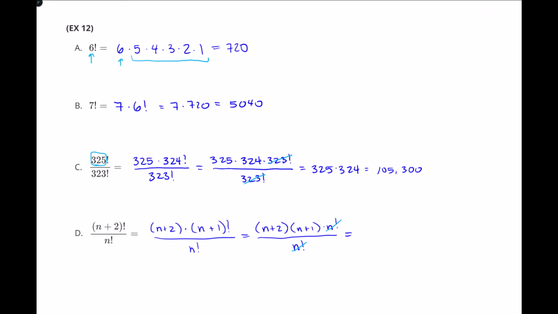So I could expand it into, say, n squared plus 3n plus 2, or if leaving it in factored form is more advantageous to the problem, then I could just leave it in factored form. But the key to a lot of problems that we'll ultimately end up solving is this concept of canceling algebraically with factorials. That's the thing that you want to make sure you can take away from this part of the lesson.